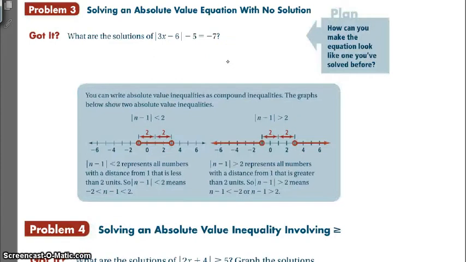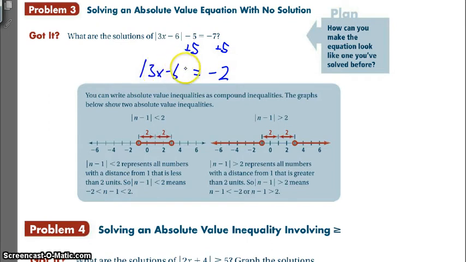Alright, on problem 3 here, we are going to start with the constant term that is on the outside of our absolute value. So we approach it by dealing with the negative 5 first, and then we deal with the absolute value. So if we want to deal with the negative 5, we can do that by just adding 5 to both sides. Negative 7 plus 5 is going to leave me with a negative 2 for that right side. And now I just have the absolute value of 3x minus 6.